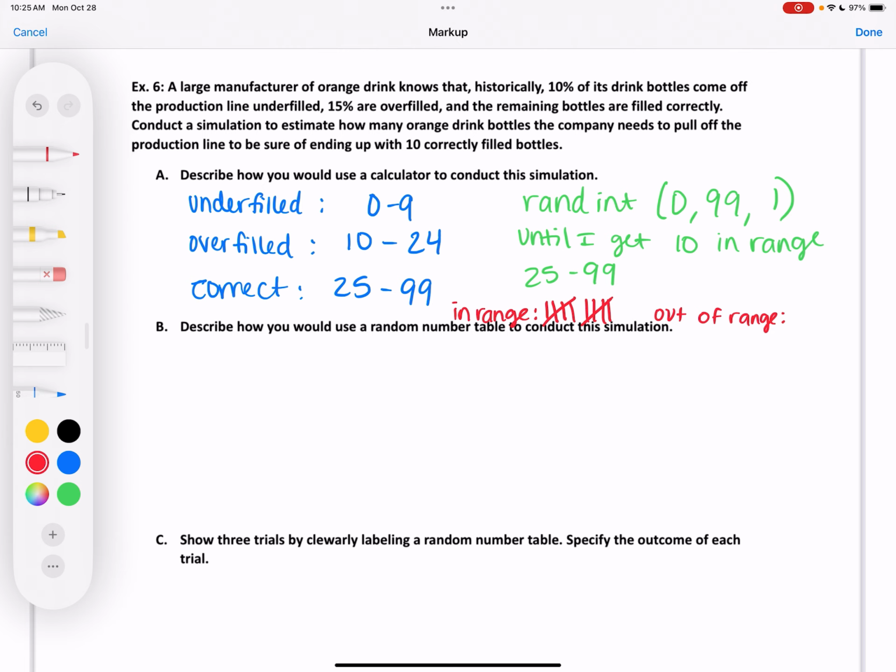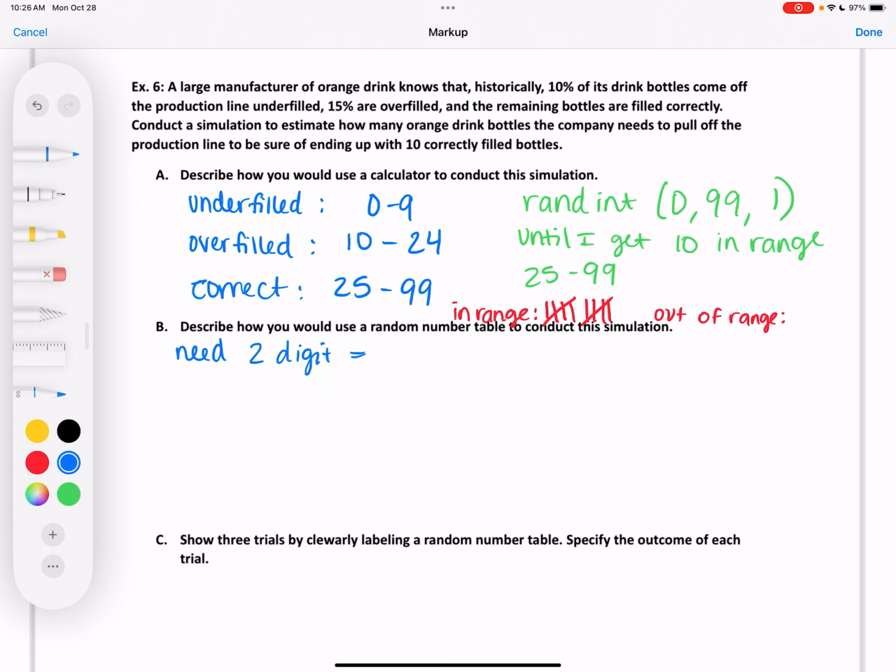Since we've already talked about B, I'm going to go ahead and write down what's different if we use a random number table. So probability is the first one? You have to arrow to the right, and you're looking for a random integer. Okay.